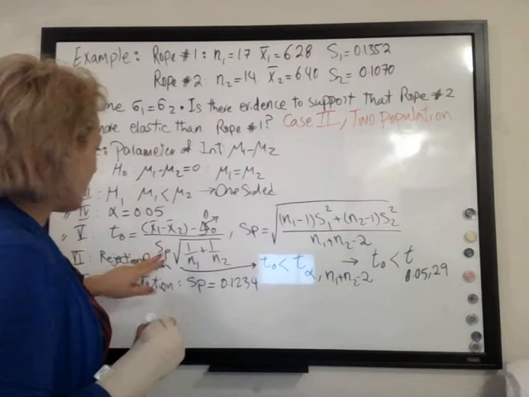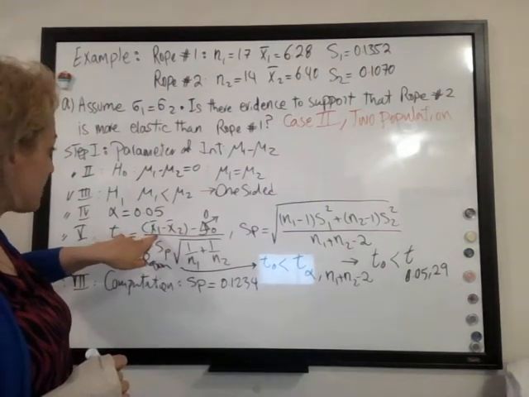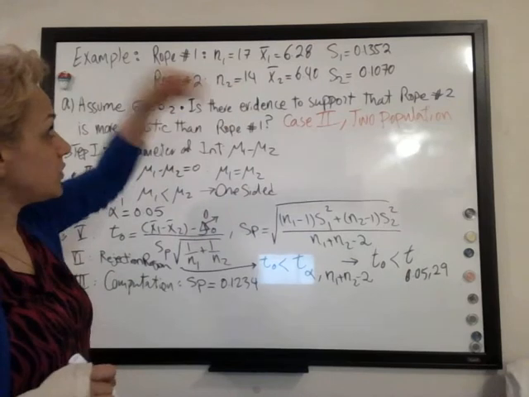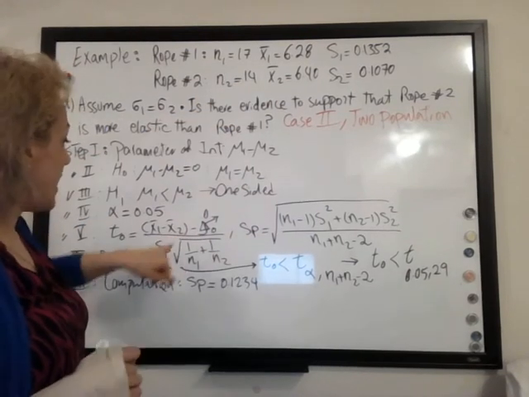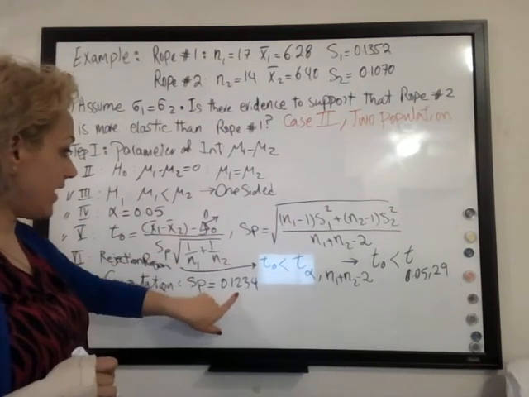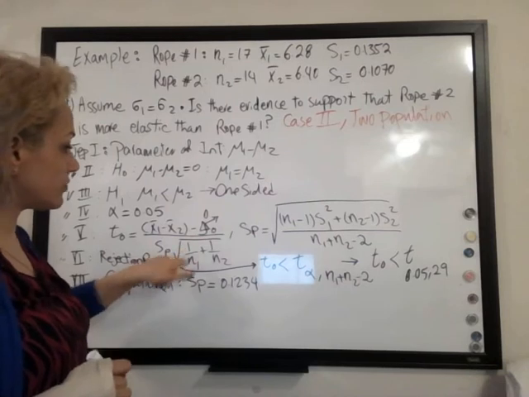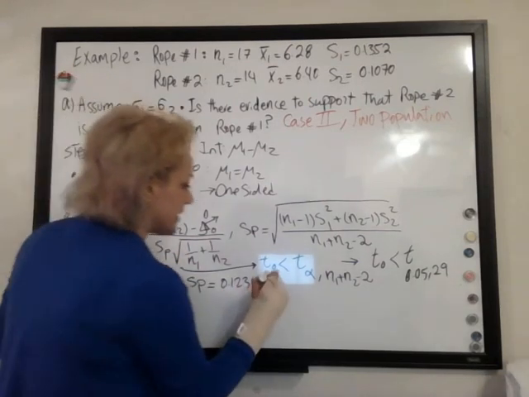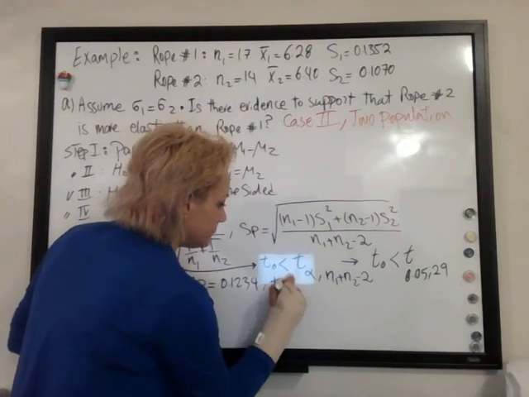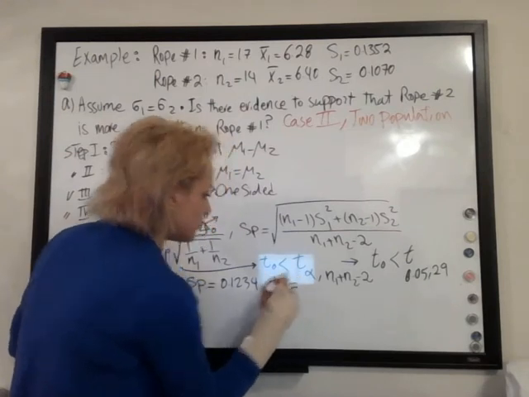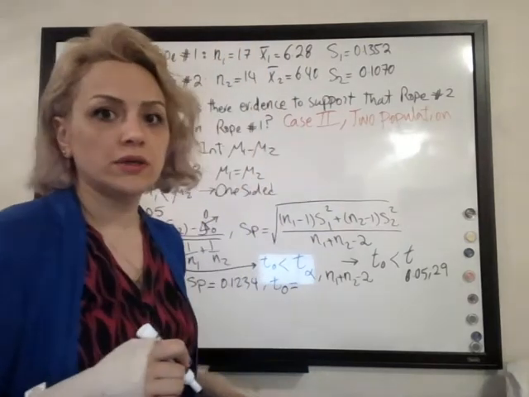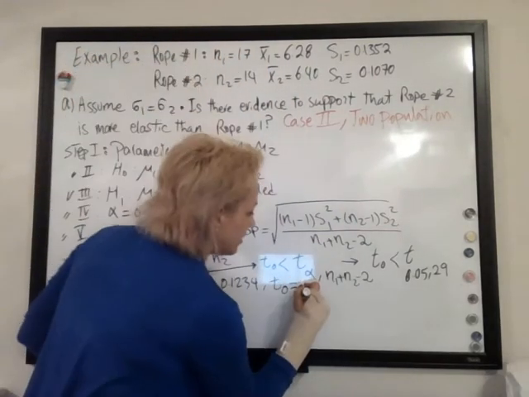Here I have x bar 1 and x bar 2. You say 6.28 minus 6.40, divided by this value of SP times the square root of 1 over N1 plus 1 over N2. After this, we find t null. It's equal to minus 2.51.